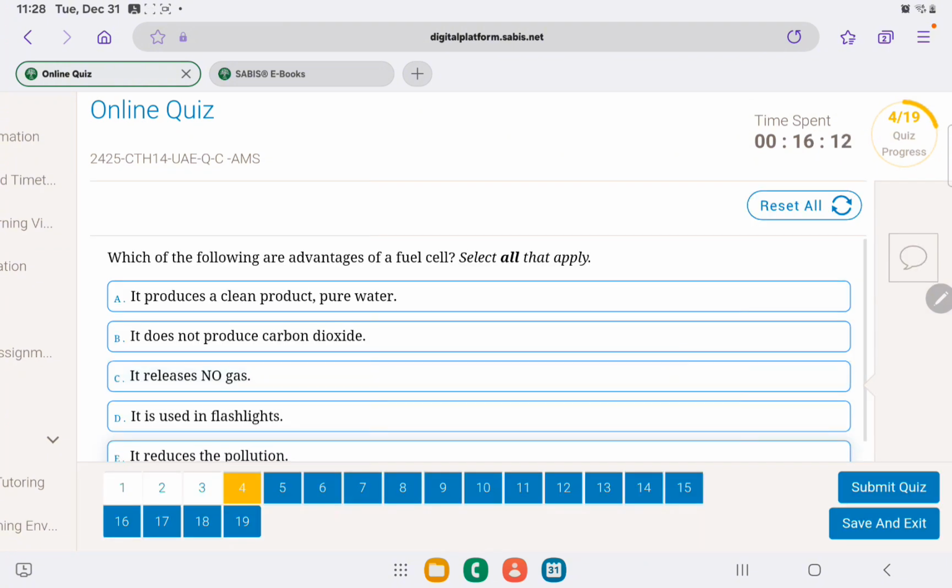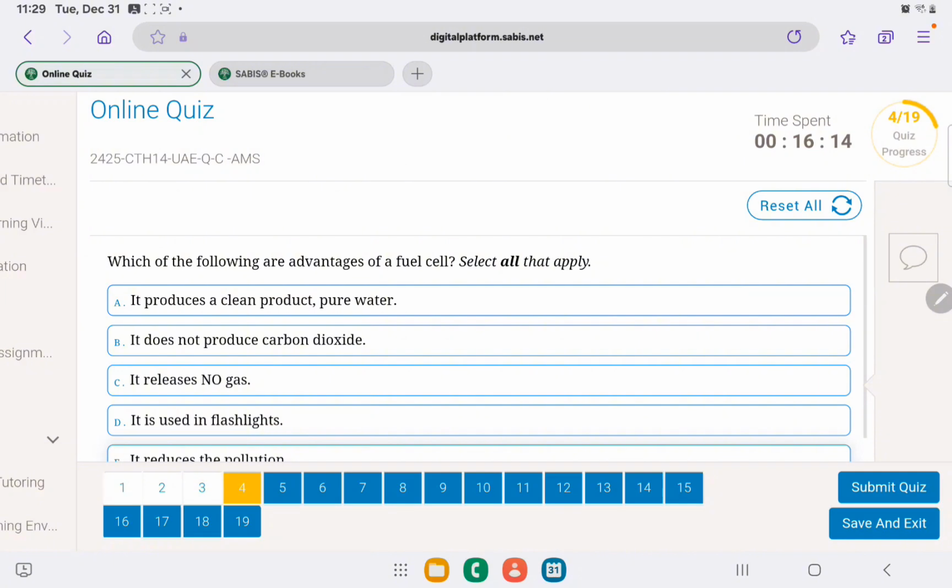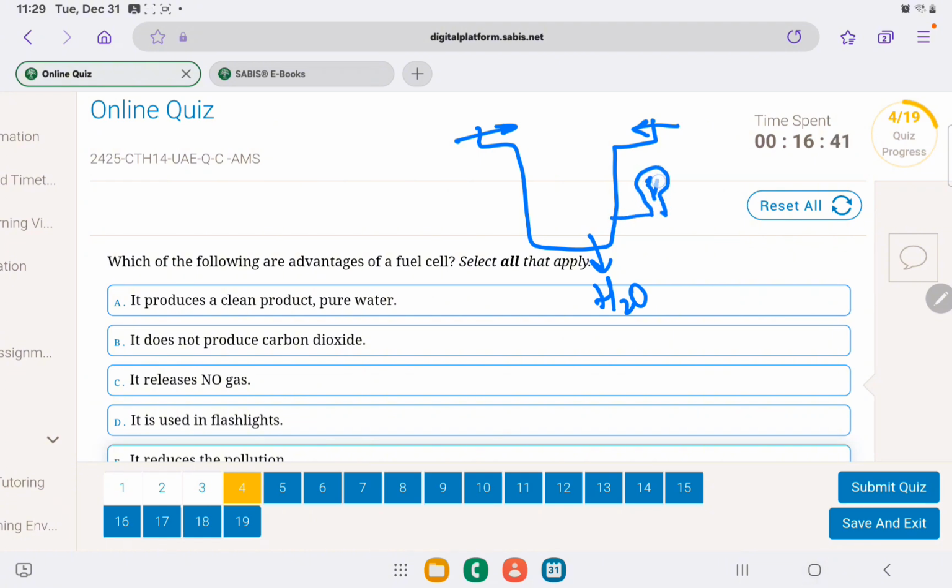Which of the following are advantages of fuel cell? So a fuel cell is something like this, and it basically produces water and energy. The hydrogen comes from here and the oxygen comes from here, and then it releases water and energy. To use that energy, we could add a light bulb, or we can add a motor.